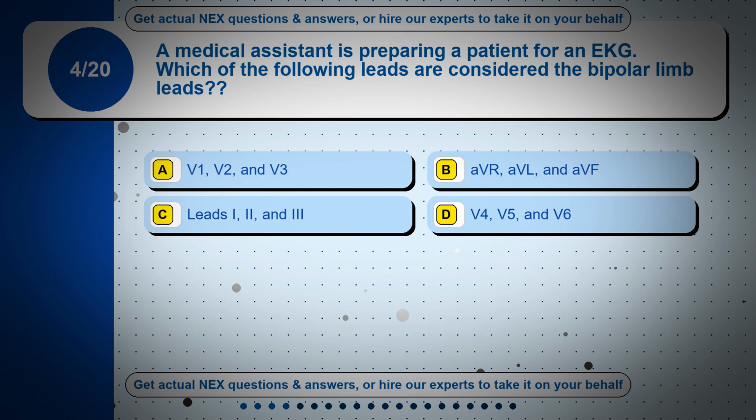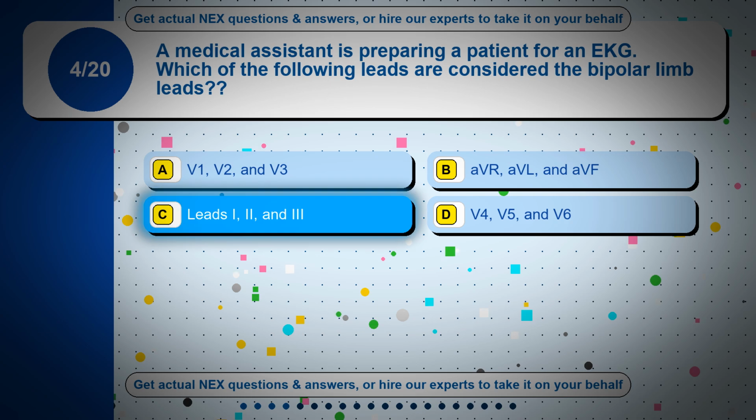Question 4. A medical assistant is preparing a patient for an EKG. Which of the following leads are considered the bipolar limb leads? Option A, V1, V2, and V3. Option B, aVR, aVL, and aVF. Option C, leads I, II, and III. Option D, V4, V5, and V6.